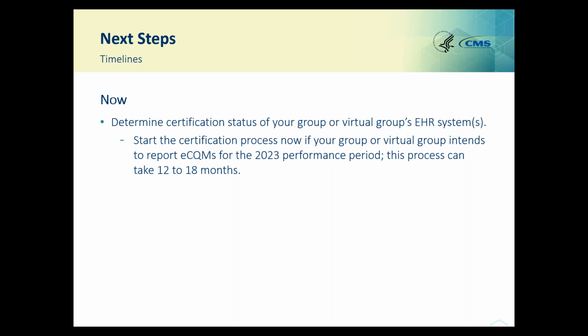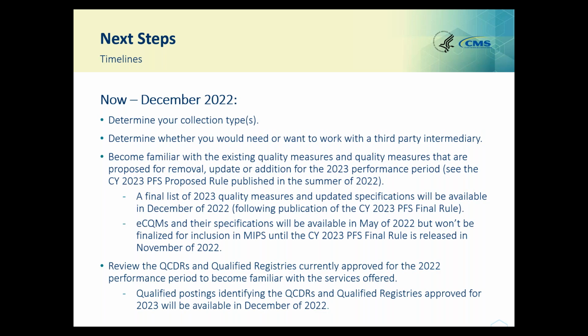Next slide, please. So between now and December of 2022, you will need to determine your collection type, determine whether you need or want to work with a third-party intermediary. You'll need to become familiar with the existing quality measures and quality measures that are proposed for removal, updated, or addition for the 2023 performance period. And for this, you'll want to see the 2023 PFS proposed rule, which will be published in the summer of 2022.